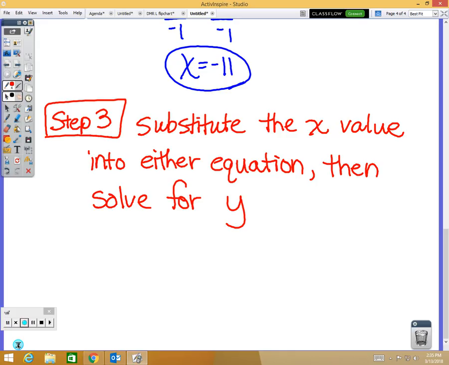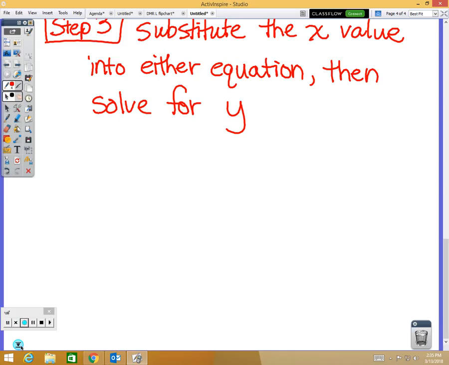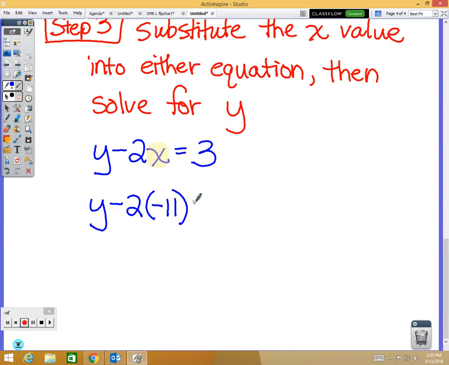So again, I like the first equation the best because to me it seems not as complicated as the second equation. So that equation was y minus 2x equals 3. And I'm going to replace my x. I'm going to substitute in the -11. So it's going to be y minus 2 times -11 equals 3. So I'm replacing that x with -11. Questions about that before we solve for y? Dawson.